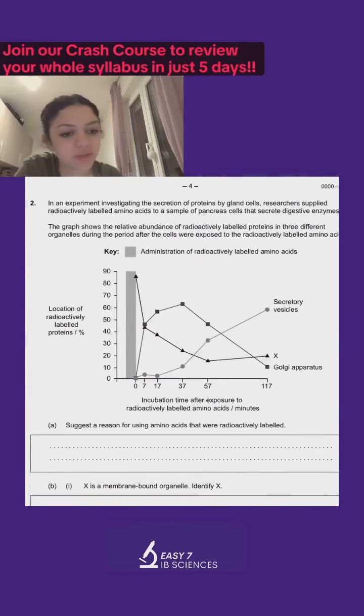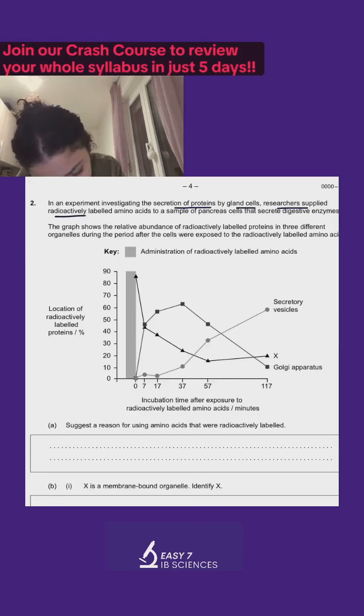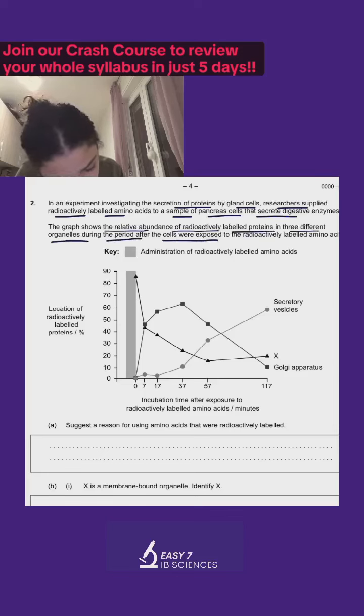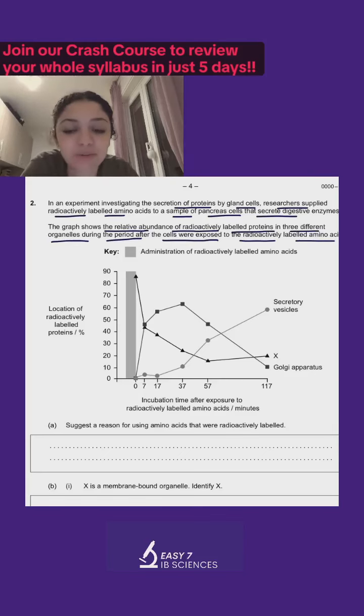So we're already on question 2, which is a good sign. It says, in an experiment investigating the secretion of proteins by glands, researchers supplied radioactive labeled amino acids to a sample of pancreas cells that secrete digestive enzymes. The graph shows the relative abundance of radioactivity labeled proteins in 3 different organelles during the period after the cells were exposed to radioactive labeled amino acids. Okay, I'm going to give you a second to digest this information because that was a lot.